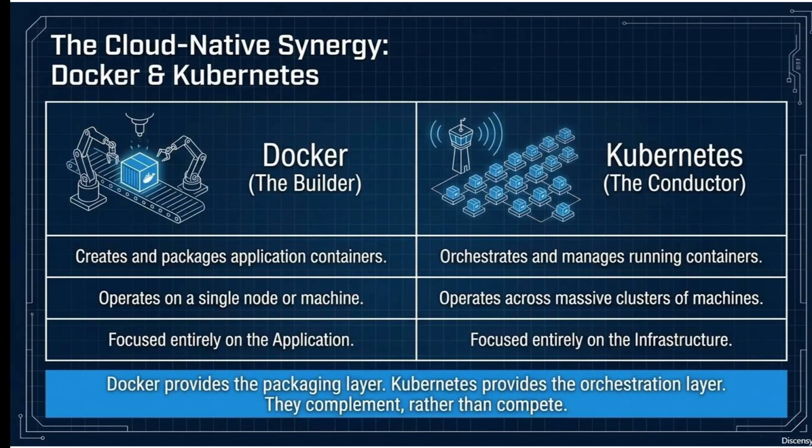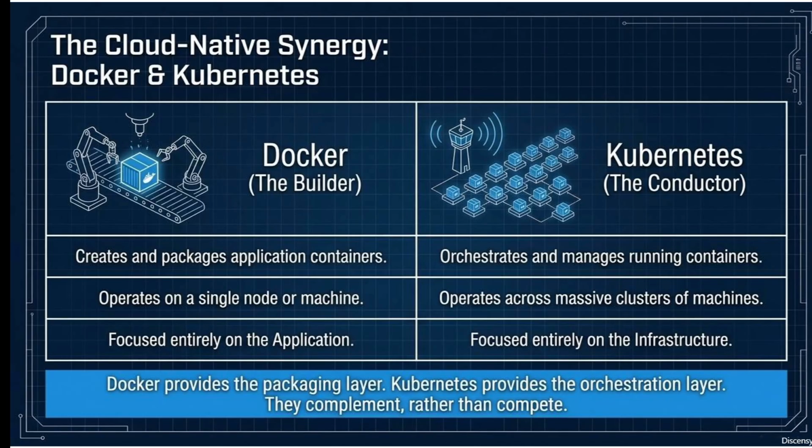The cloud native synergy, Docker and Kubernetes. Docker, the builder, creates and packages application containers, operates on a single node or machine, and is focused entirely on the application. But Kubernetes orchestrates and manages running containers, operates across massive clusters of machines, and is focused entirely on the infrastructure. You could say that Docker is the builder and Kubernetes is the engine which is going to maintain these containers. Docker provides the packaging layer, Kubernetes provides the orchestration layer. They complement rather than compete.